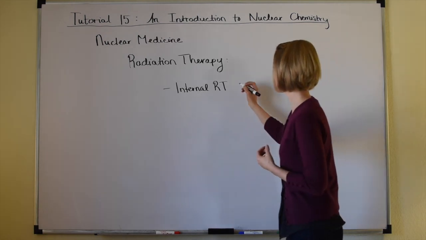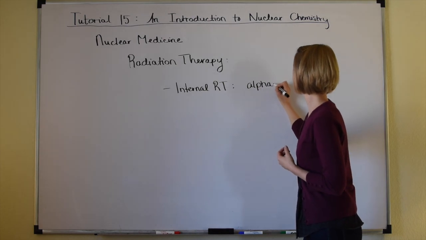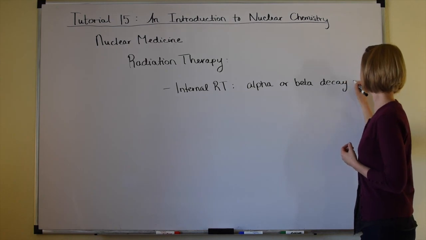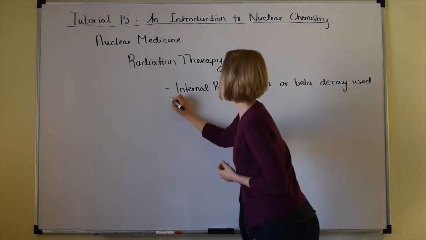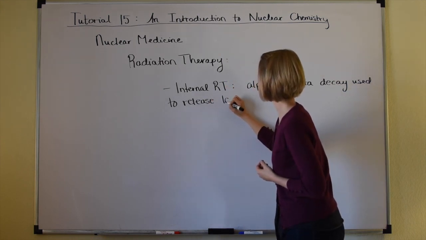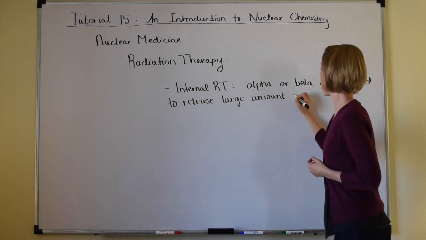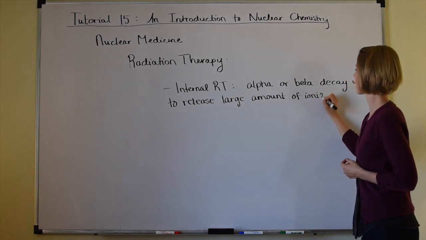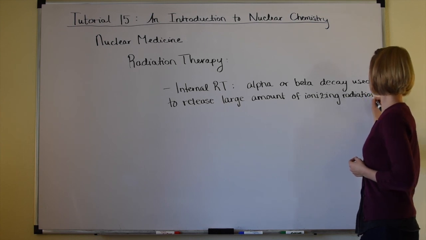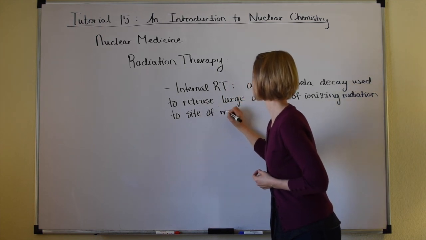Okay, so I'm going to write here: alpha or beta decay used to release a large amount of ionizing radiation to the site of the malignancy.